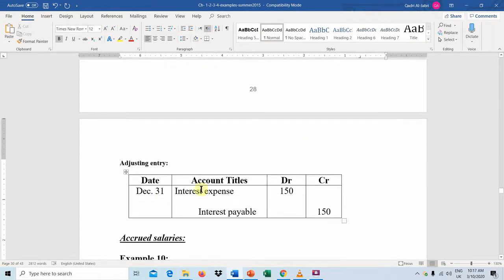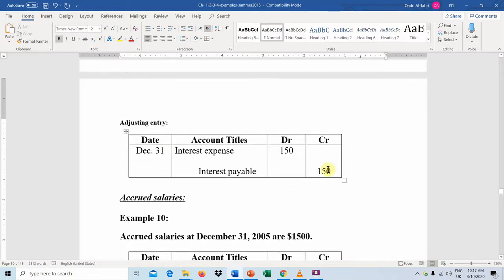So by the end of the year, we will record interest expense of 150, and we will record interest payable, credit, for 150.